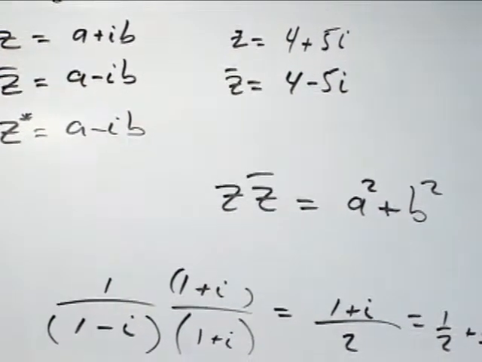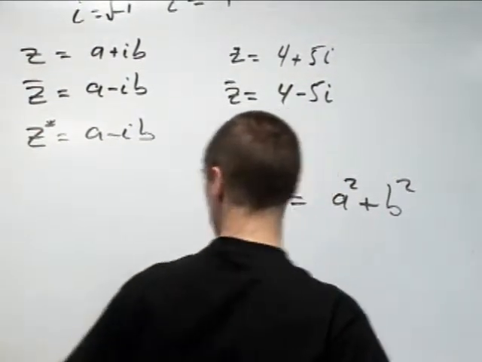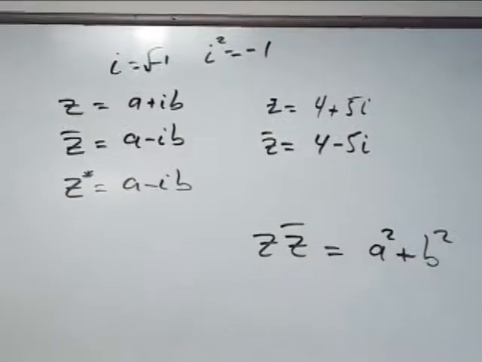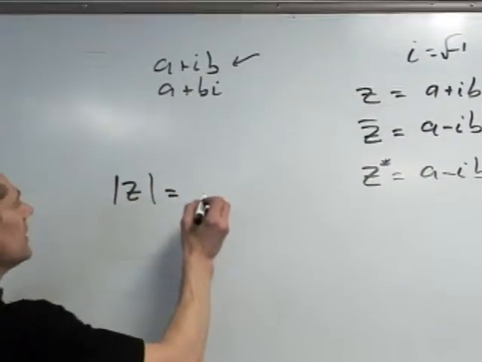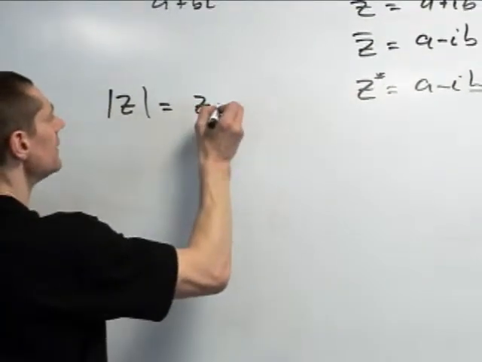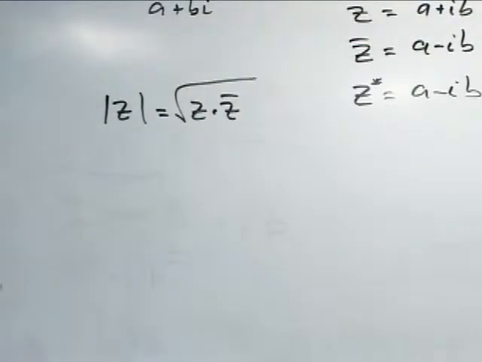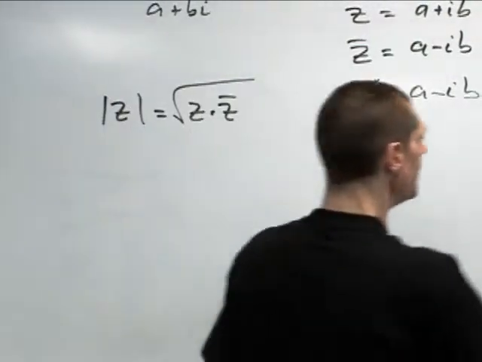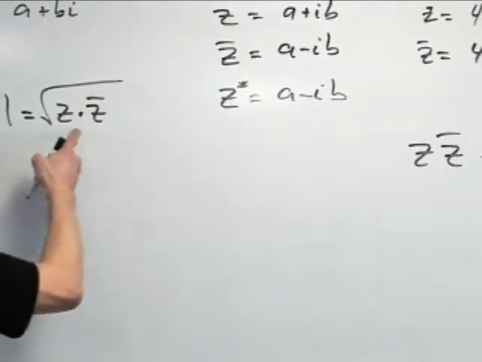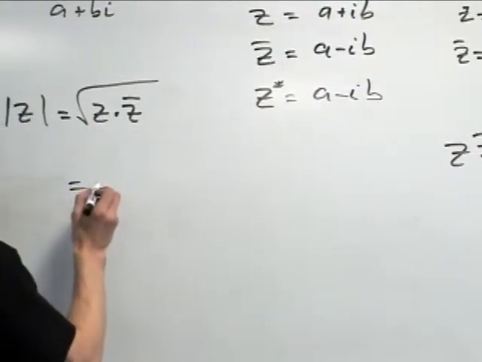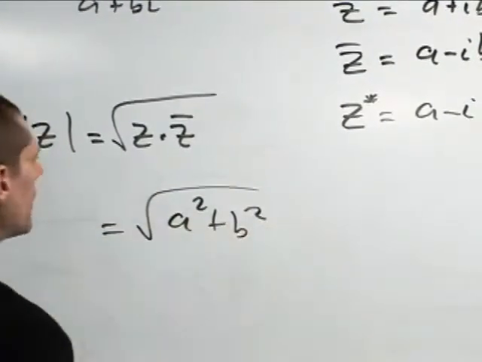But now I want to introduce some more notation: the modulus of z. This is going to be the square root of z times z bar. So what is this? Well, let's take a look at it. We know that z times z bar is a squared plus b squared, so this is the square root of a squared plus b squared.